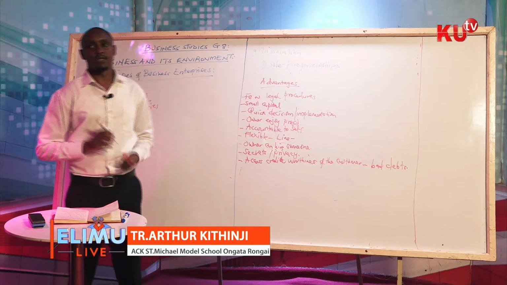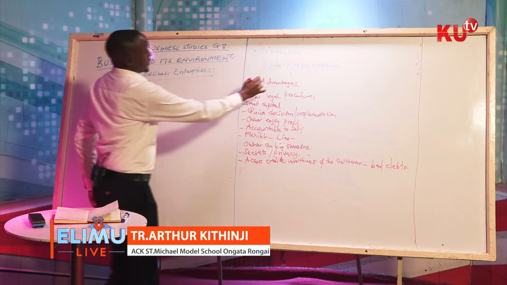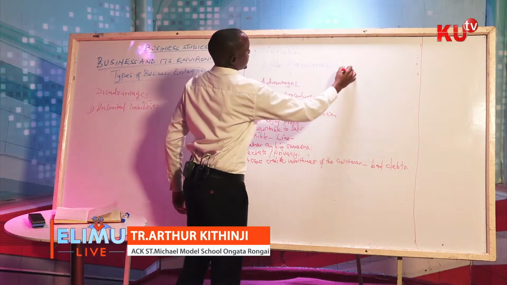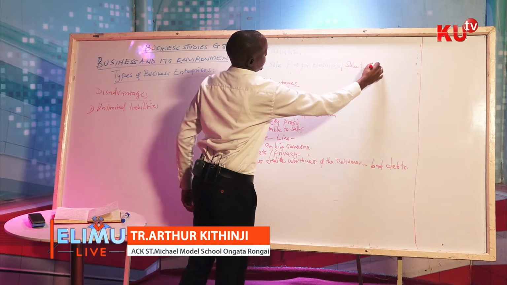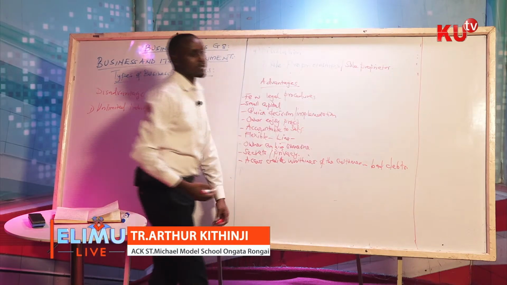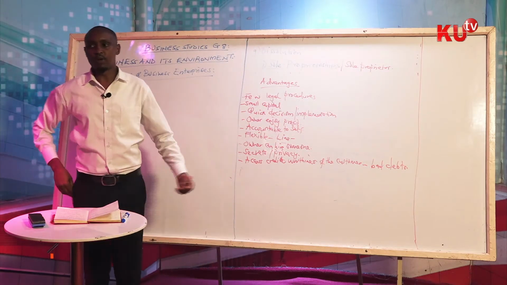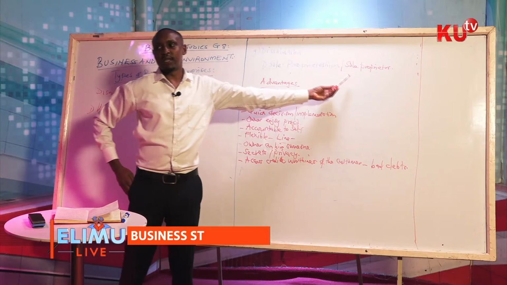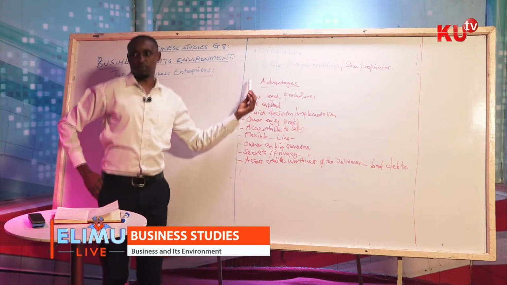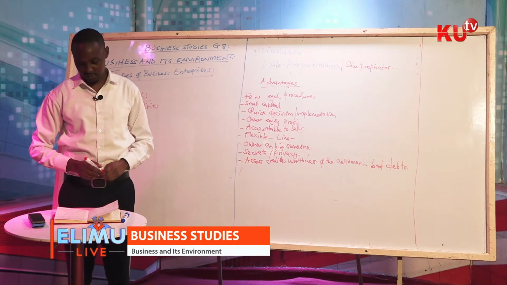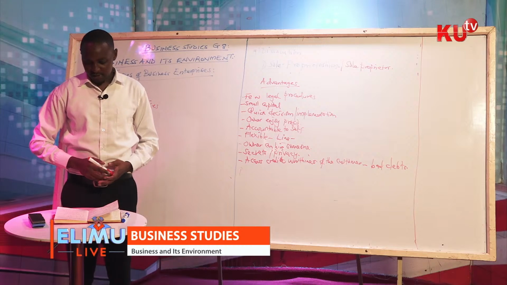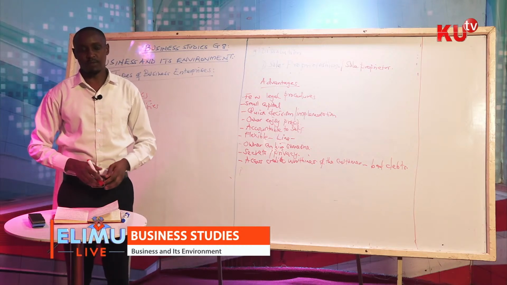That means that in front of the law, a sole proprietorship and a sole proprietor are one thing. They are not separate in front of the law. So whatever belongs to the sole proprietor can be taken to pay for debts for the sole proprietorship or for the business in case the owner is not able to settle the debts. That's a very big disadvantage.